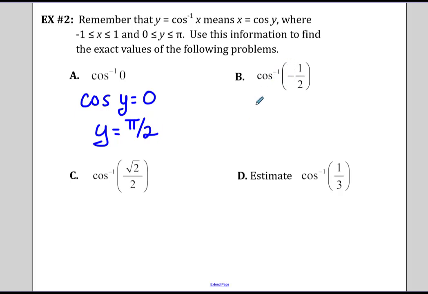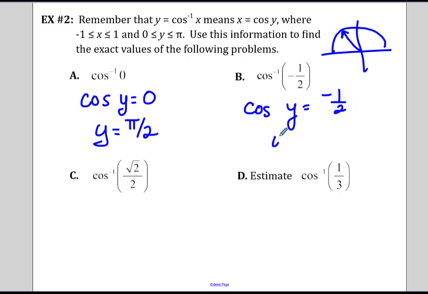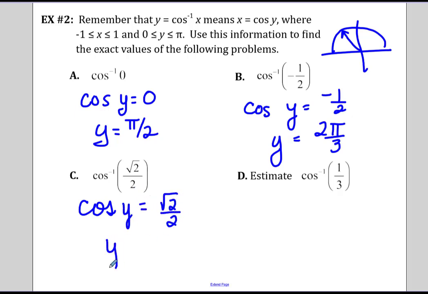And then this one, at what angle is cosine negative 1/2? And that would be in this top half of the unit circle. That would be over here at 2 pi over 3. So our angle is 2 pi over 3. And the angle where cosine is square root of 2 over 2 is going to be pi over 4.